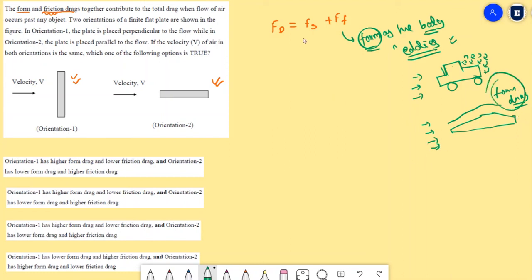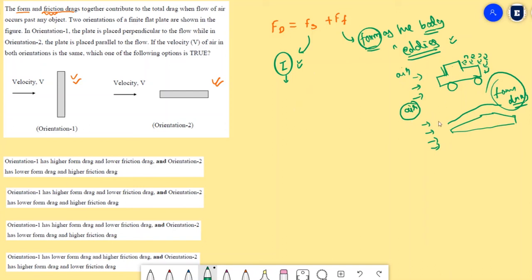Now coming to skin friction drag, or simply friction drag, it completely depends on the shear stress. Regarding this also, everyone would have studied in the chapter of boundary layer. It is due to the shear stress offered by the fluid, suppose air is flowing over the body, due to the shear stress offered by the air on the body.